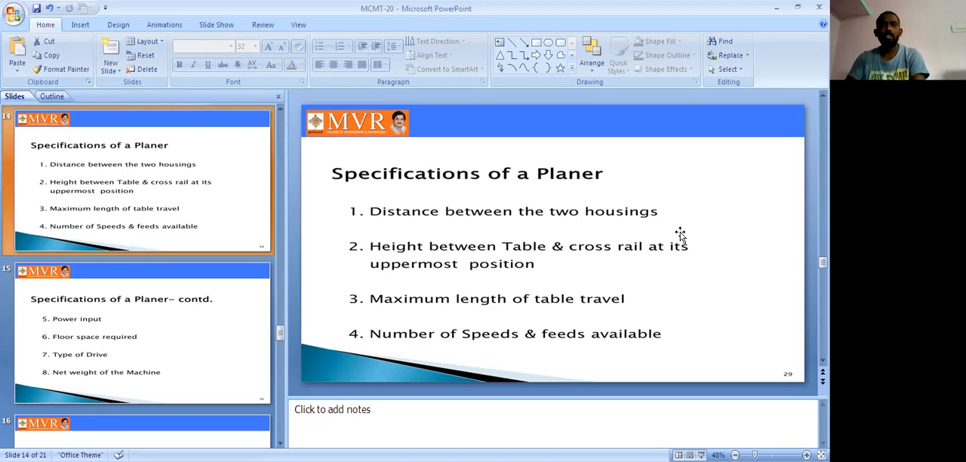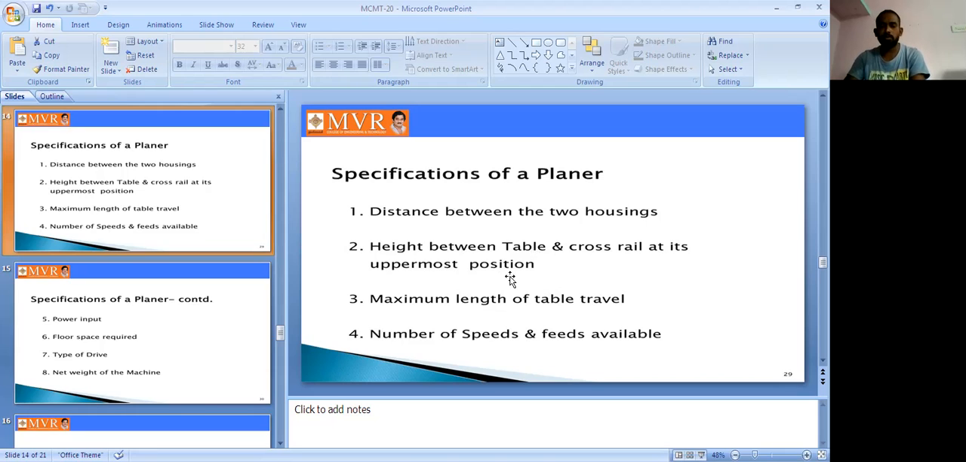But when it comes to the specifications of the planer work, first of all, the distance between two housings. We have the two housings, and the distance is very important. Next, the height between the table and the cross rail at its uppermost position. Okay, table and cross rail, the height between them at the uppermost position.